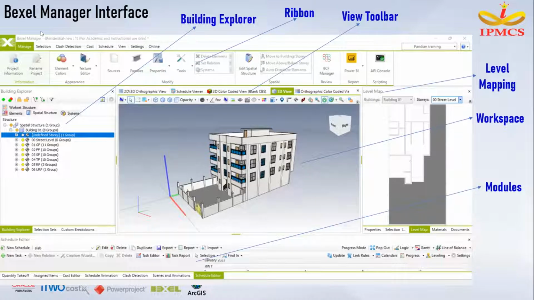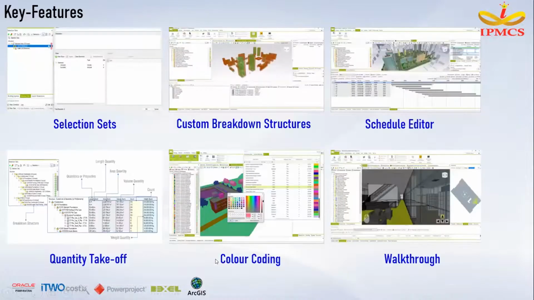In the Bexel Manager interface, in the top portion we have what we call the ribbon, where different tabs are available: manage, selection, clash detection, and so on. Then on the left side, building explorer, selection sets, and custom breakdowns. Then on the right side, the properties of the particular level, such as what material is used for particular elements like column, beam, and so on. If you have any linked or attached documents, you can view them. Then at the bottom, you can see all the modules available in the software: quantity takeoff, cost editor, schedule animation, clash detection, scenes and animations, and so on. So these are the main key features of Bexel Manager.